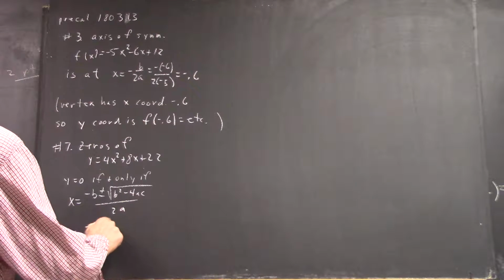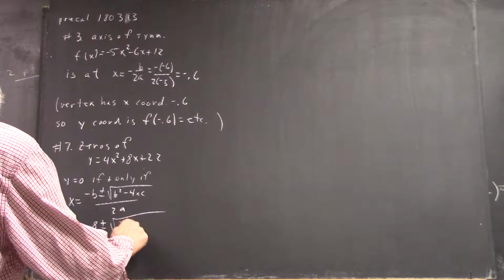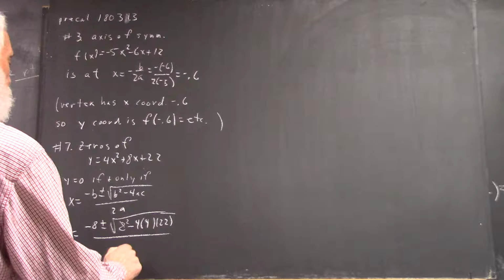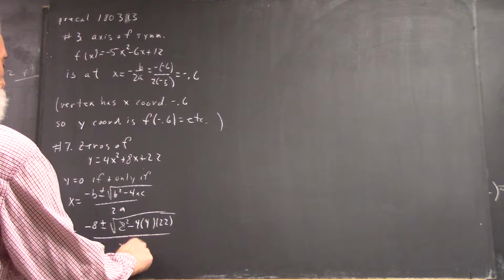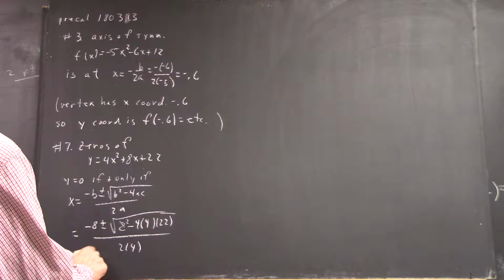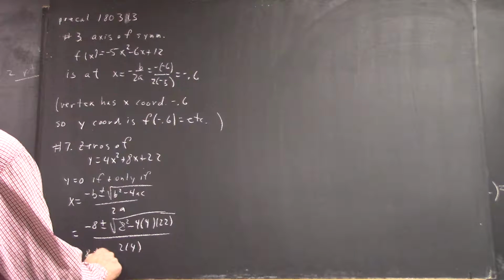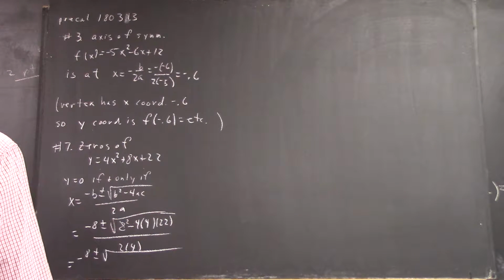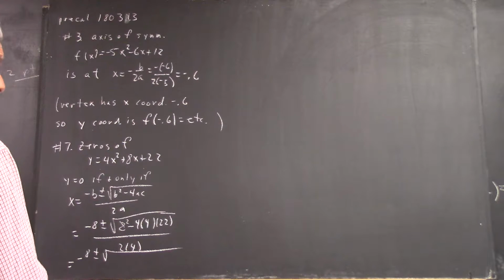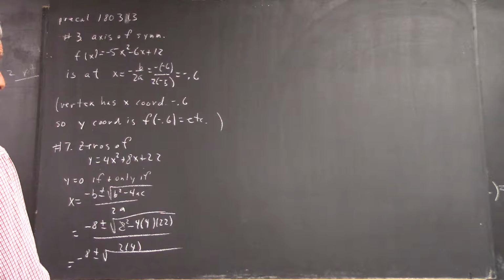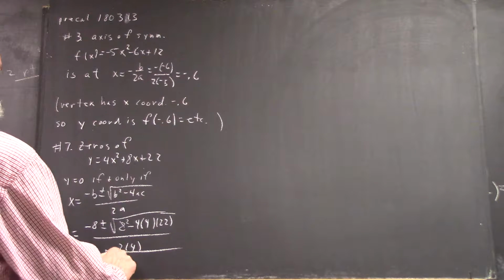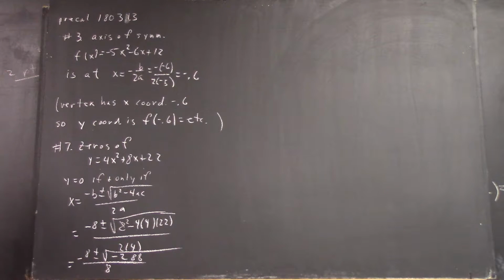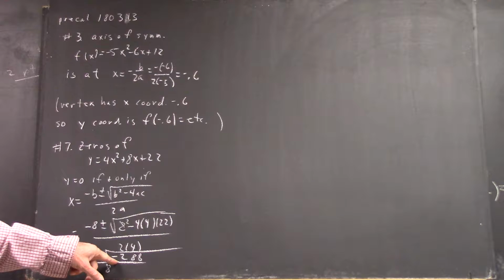That's negative 8 plus or minus the square root of 8 squared minus 4 times 22, all divided by 2 times 4, which is negative 8 plus or minus the square root of, that's 16, and 16 times 22 is 352. Subtract that from 64 and you get negative 288, I think. If that's wrong, fix it, but it's certainly going to be negative, right?